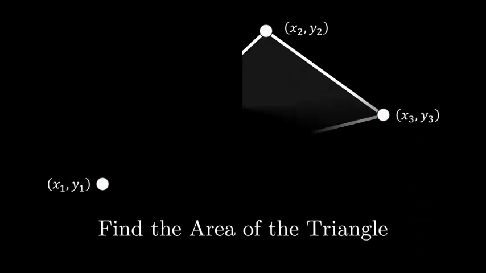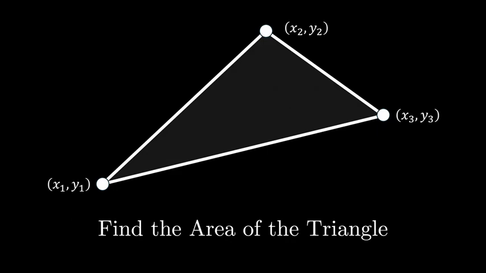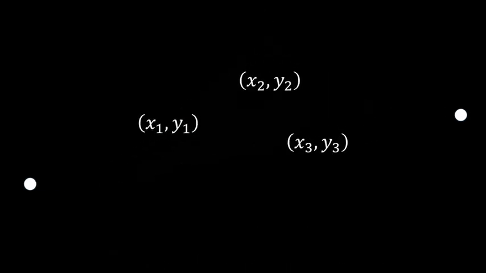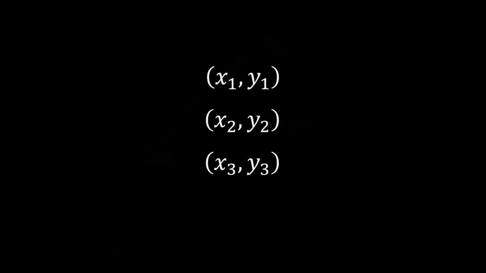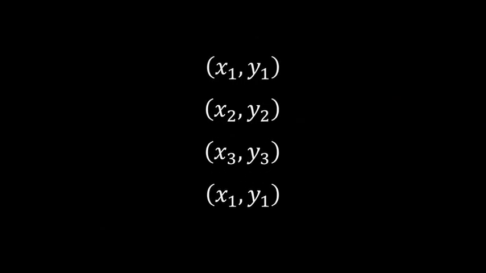This method is an incredibly efficient way to find the area of a triangle when given its coordinates, and surprisingly, barely any students know about it. Here's how it works. Start by stacking the triangle's coordinates on top of each other in order, then repeat the first coordinate at the bottom.